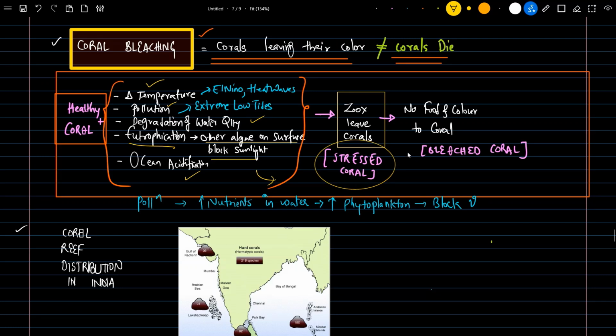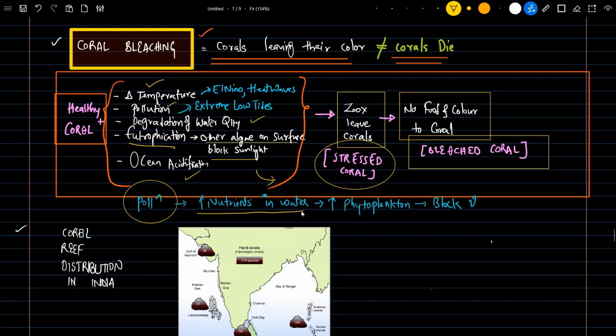If it happens for a long time, what will happen? There will be no food and color for the coral, because slowly the zooxanthellae will be leaving. So there will be no food and color given as an input to the coral or polyp. Then we say that the coral is a bleached coral. This is simply called coral bleaching. Because of the pollution, there will be an increase in nutrients in the water, which also increases phytoplankton, which blocks the sunlight.